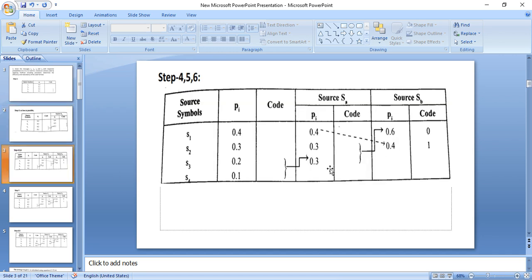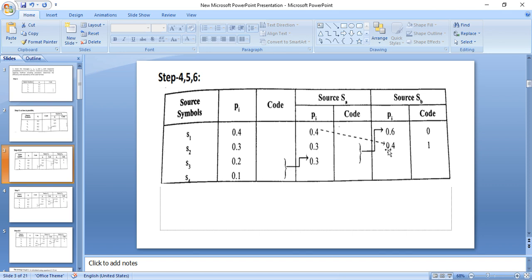Later again, the last two lower probabilities are added. After the addition it becomes 0.6. Again we need to keep it in decreasing order, so 0.6 comes on top of 0.4. Finally, once only two probabilities are left, we put the codes in front of these probabilities. Initially 0 for 0.6 and 1 for 0.4.